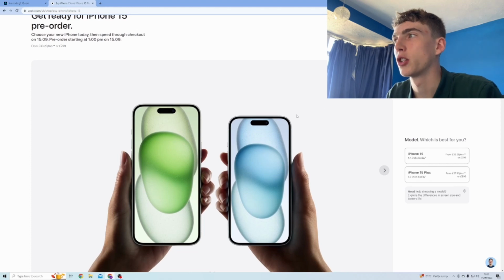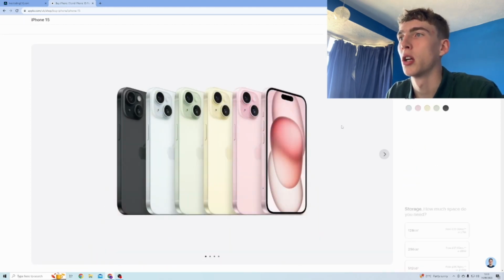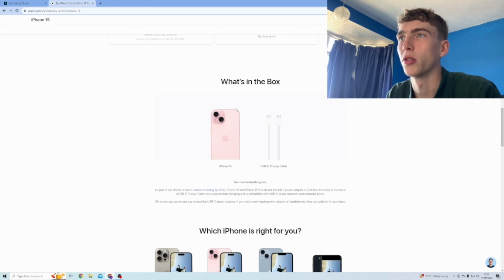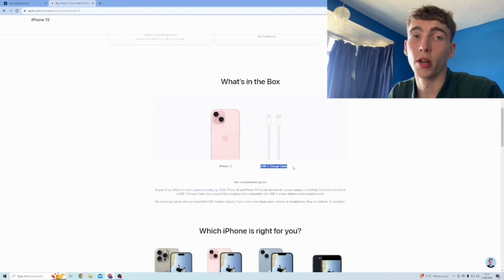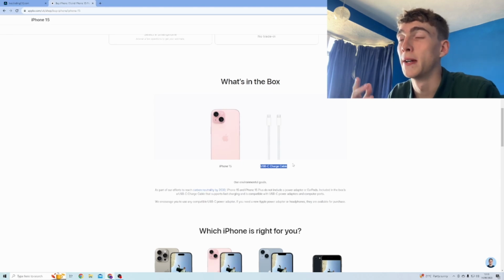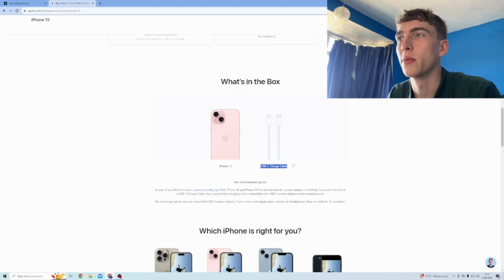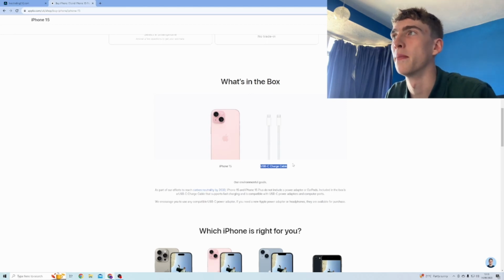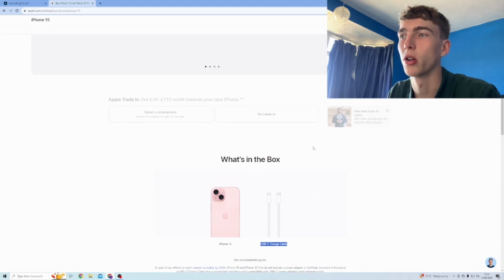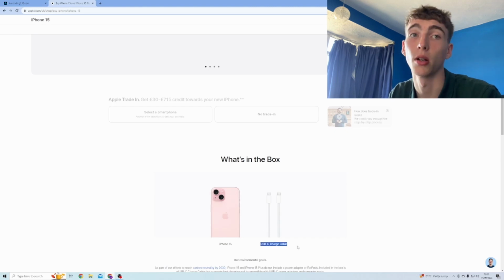So if we just progress through this page, you can see here what's in the box. You get an iPhone 15 and a USB-C charging cable. Now, anyone who understands cabling knows that a USB-C is significantly more usable in the grand scheme of things than the lightning cables that they were using before. And people already have USB-C charging cables. They're capable of charging faster. I'm far from knowledgeable in the industry, but I know that the USB-C charging cable is actually going to be quite a big thing that people are looking forward to.